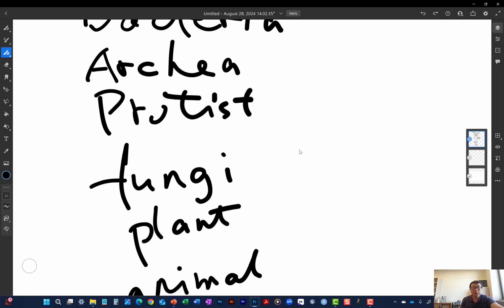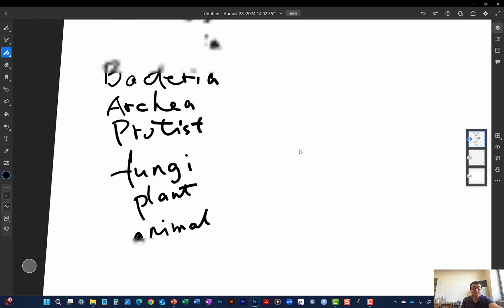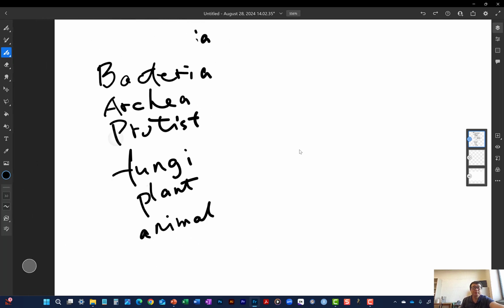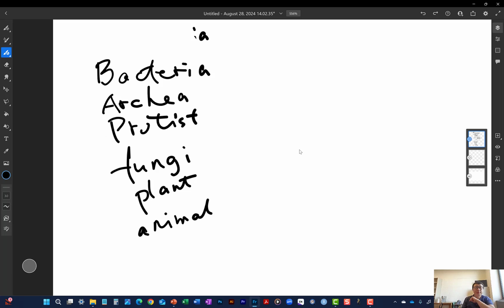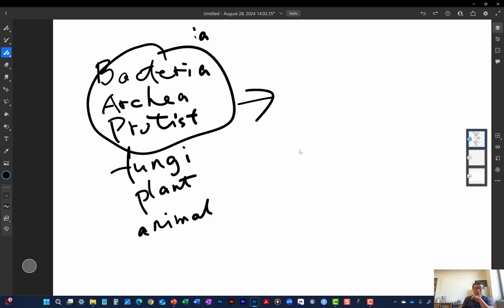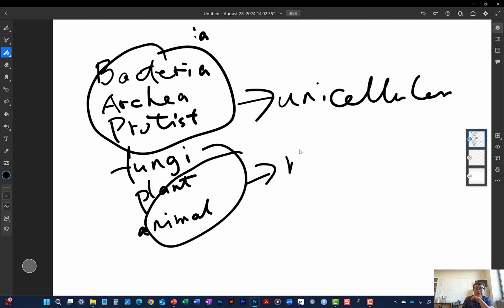For all of those, bacteria, archaea, and protists are mostly unicellular. Some fungi, plants, and animals are multicellular.